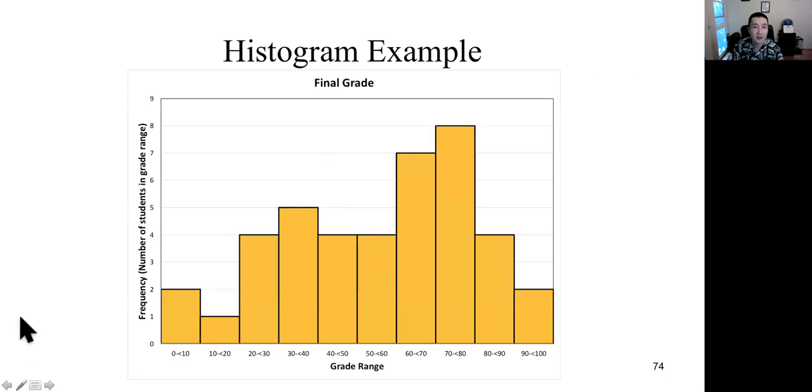All right, this is another histogram. This is the final grades of an exam. For different grade ranges, this is the frequency, which is the number of students in that range. And we can see here is the mode, the highest, and we have a longer tail on the left, and we call this skewed to the left.